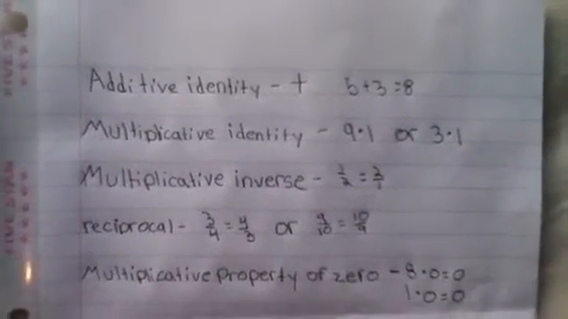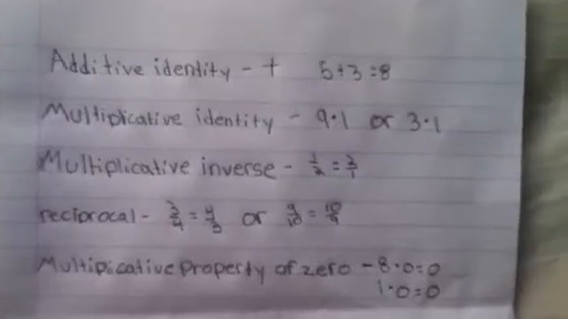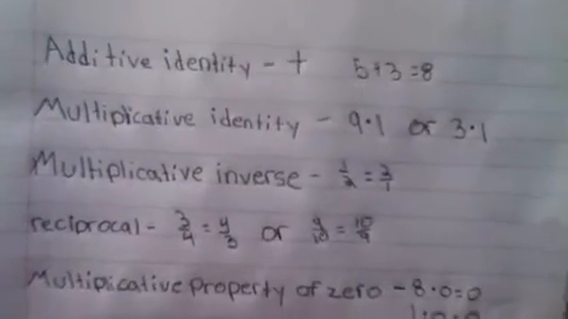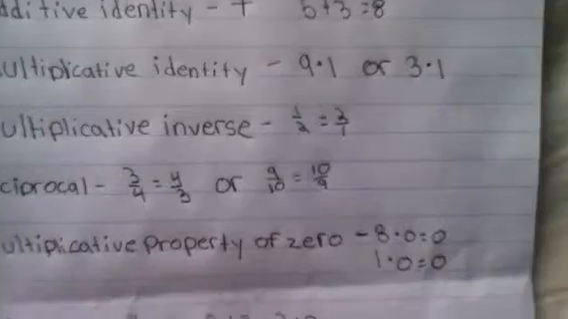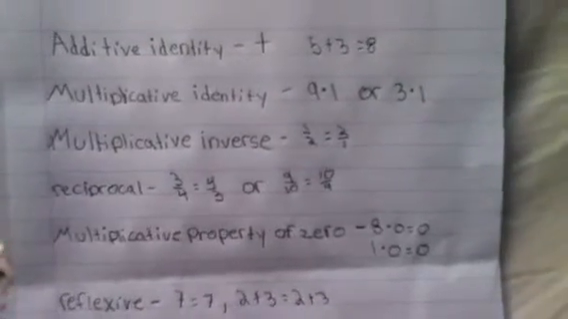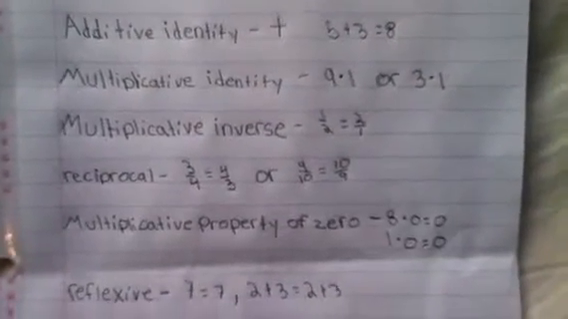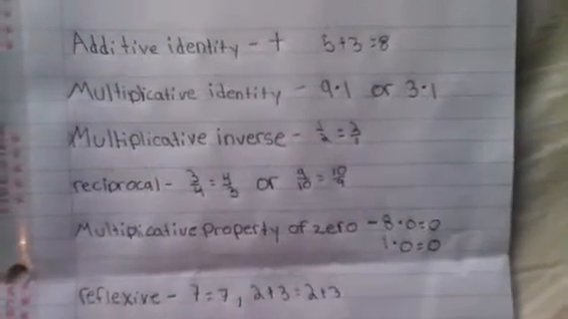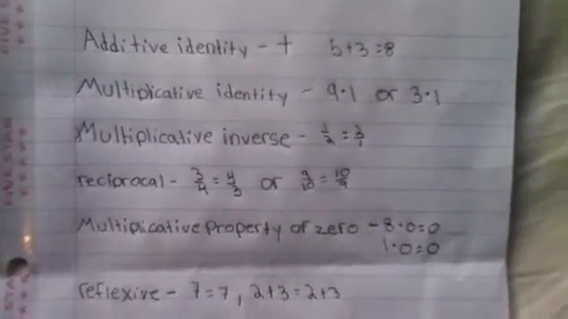Next, we have multiplicative property of 0. Multiplicative property of 0 is 8 times 0 equals 0, 1 times 0 equals 0. That's pretty much because multiplicative property of 0 is any number times 0 equals 0. So that can mean anything times 0 equals 0, okay? That could be like a times 0 equals 0, something like that. 2 times 0 equals 0. Pretty much has the same law of anything times 0 is 0.